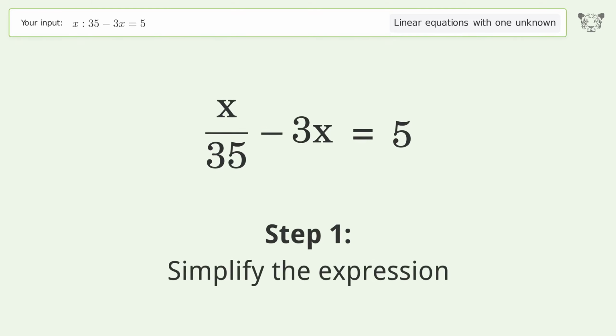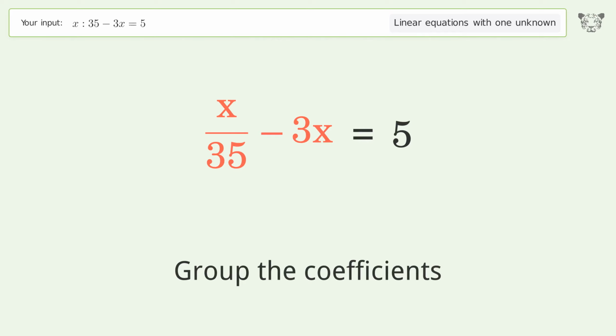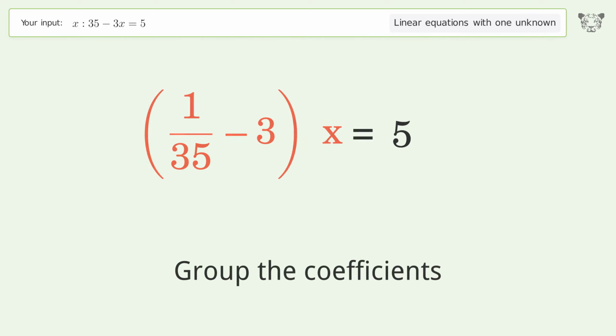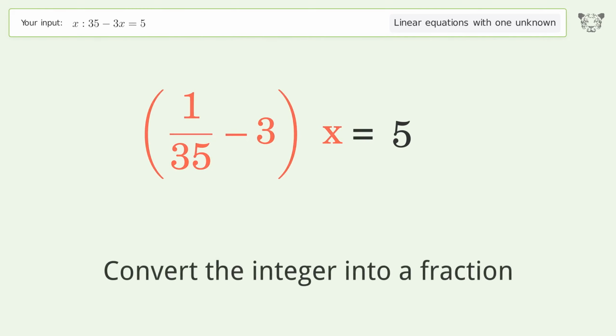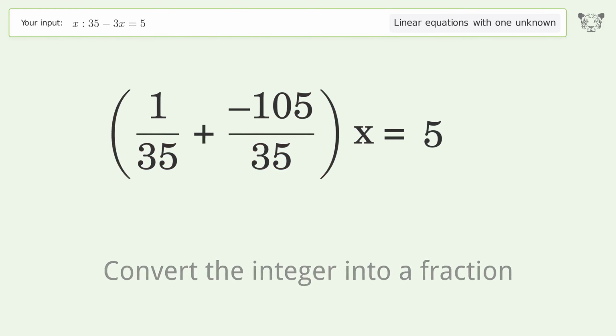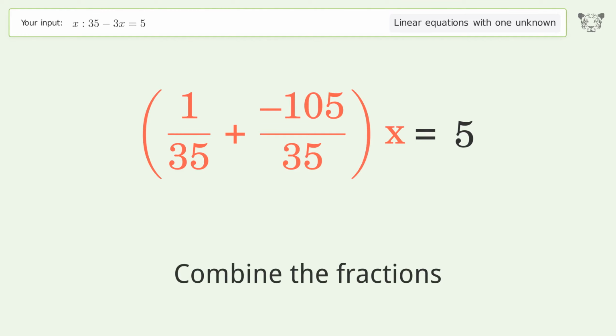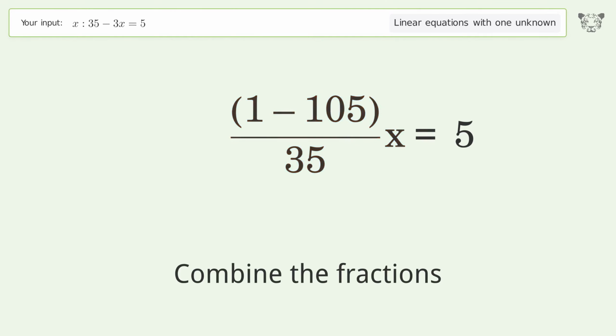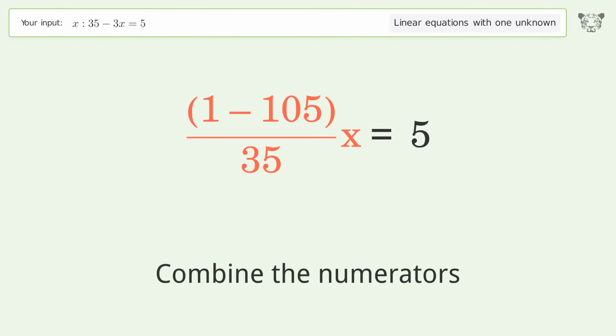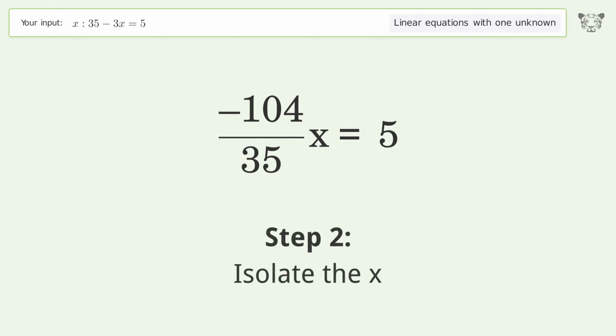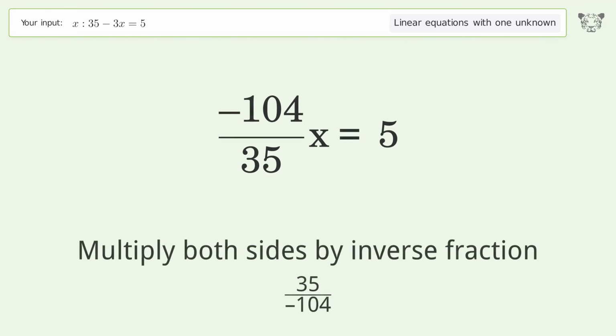Simplify the expression. Group the coefficients. Convert the integer into a fraction. Combine the fractions. Combine the numerators. Isolate the x. Multiply both sides by the inverse fraction 35 over negative 104.